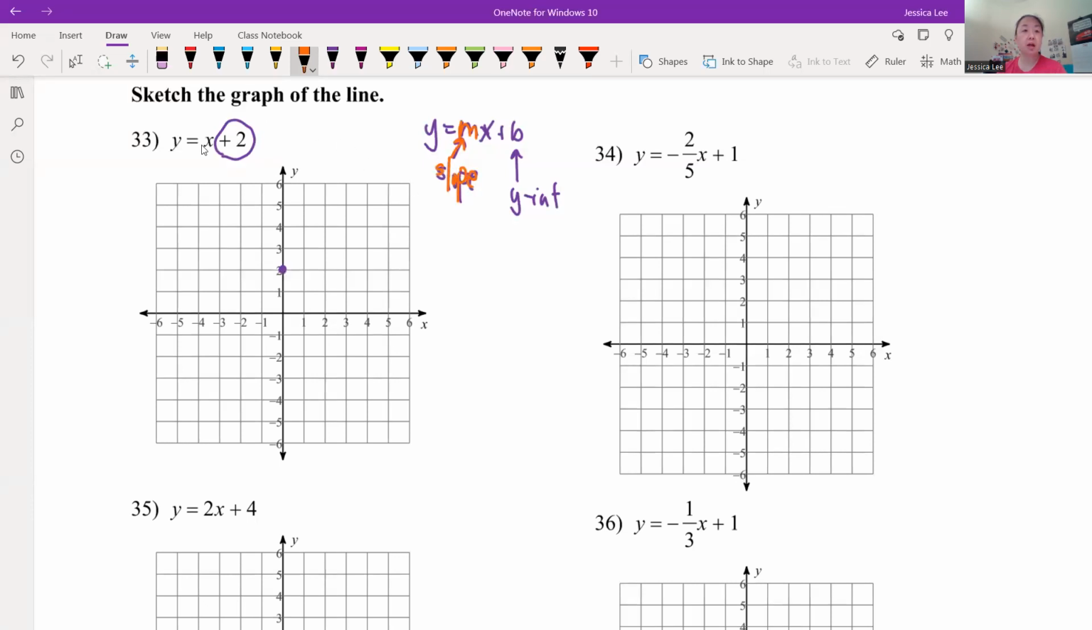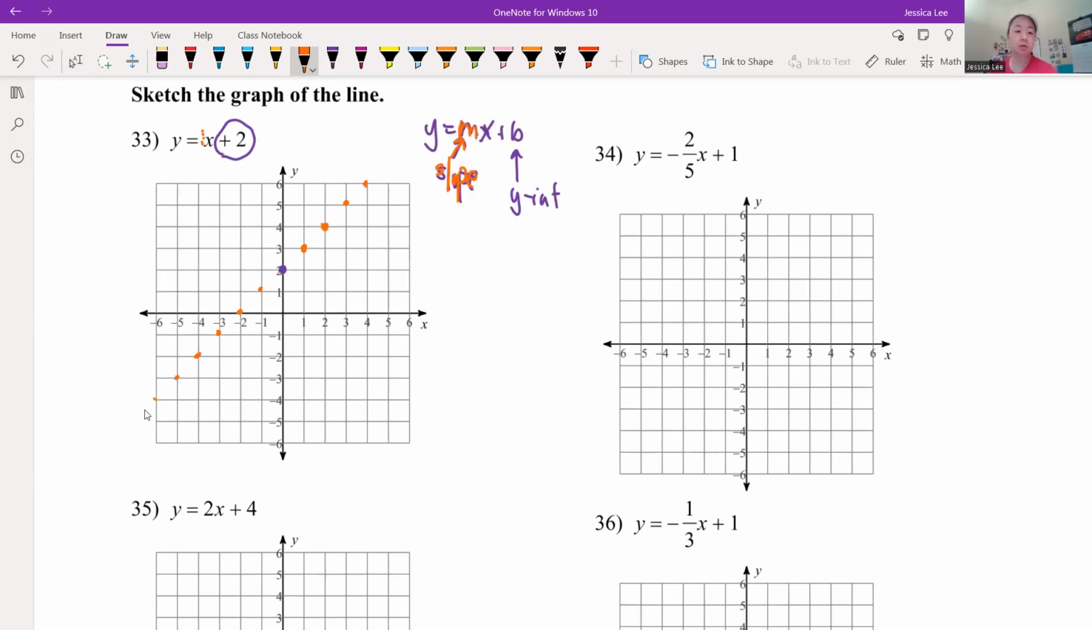Slope will be orange. And notice there's no number in front of x. So if there's no number, remember there's that invisible 1. So 1x. So we're going to go up 1 and then to the right 1. Up 1, to the right 1. So this is our slope of 1. It is positive. So notice it is increasing. From left to right, it is getting bigger.